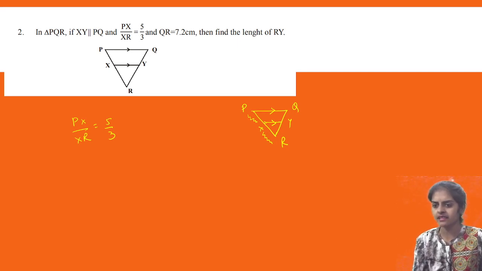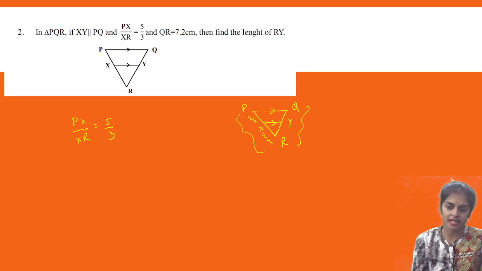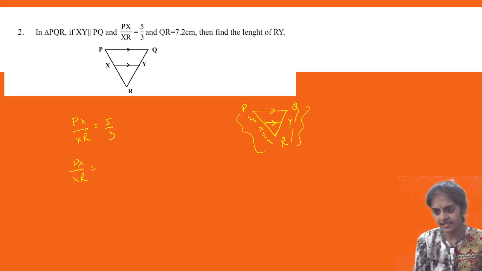We know that when in a triangle one side is parallel, okay, if you are drawing a line parallel to one side, using BPT, it divides the other two sides in the same ratio. What are the other two sides? PR and QR are the other two sides. XY is parallel to PQ. The other two sides of the triangle are PR and QR. Now these two sides are divided by this line XY in the same ratio. So PX by XR will be equal to QY by YR, using BPT.